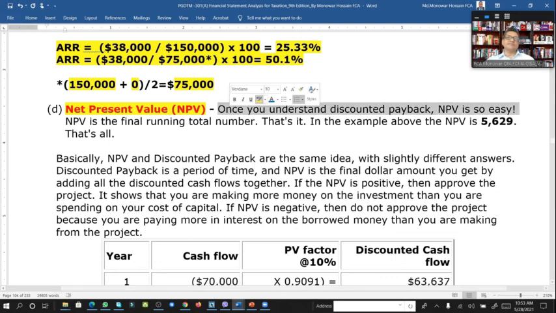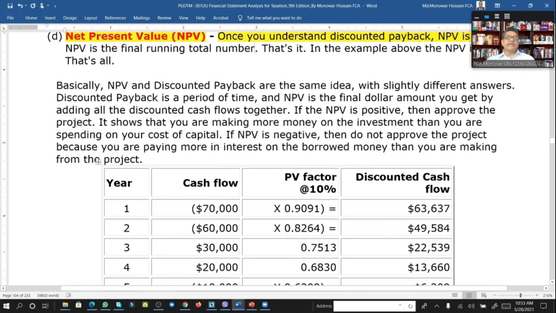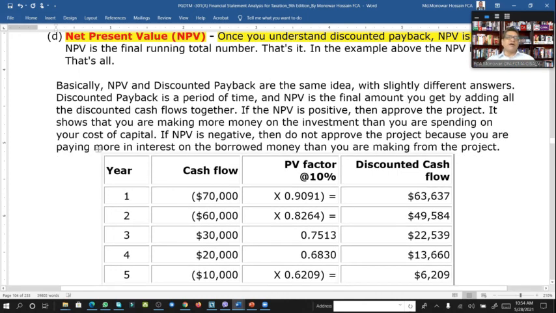Here we are saying that NPV is the final running total number. Basically NPV and discounted payback are the same idea, but NPV takes all the cash flow. Payback period does not take all the cash flow, because they close it at the break-even point. So discounted payback is a period of time and NPV is the final amount. You get it by adding all the discounted cash flow together. If the NPV is positive, then we will approve the project.